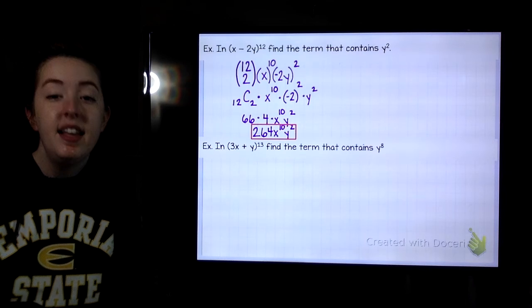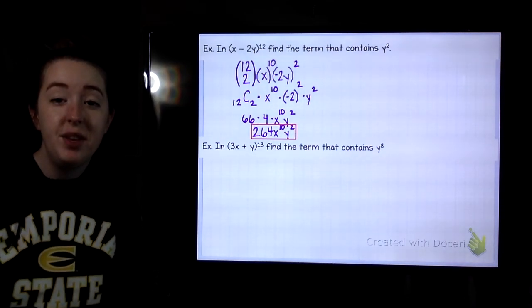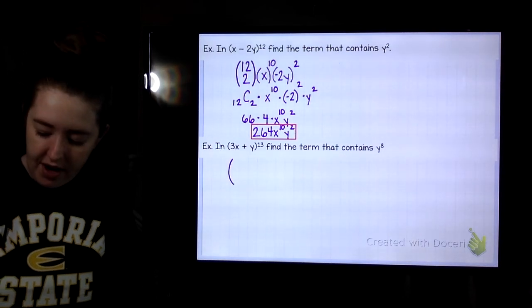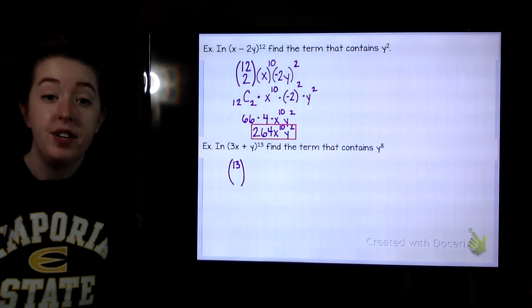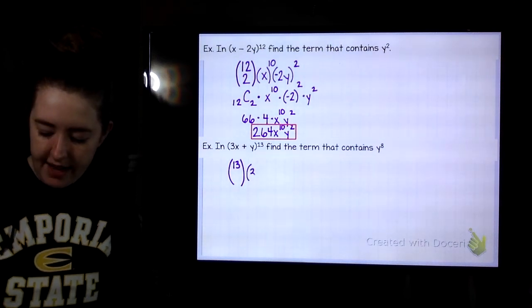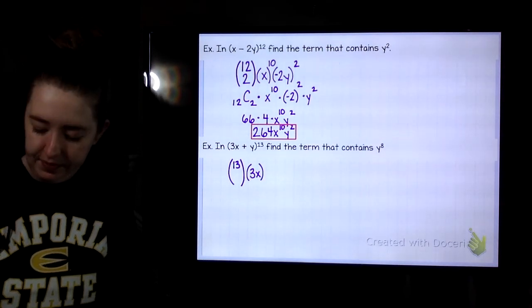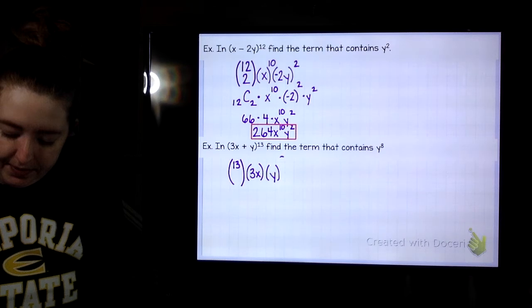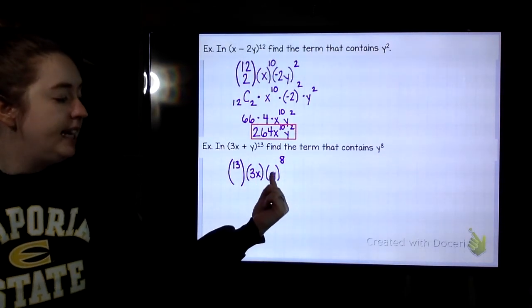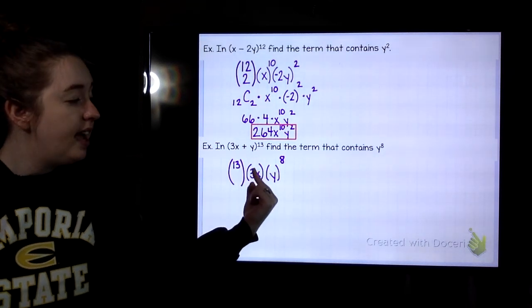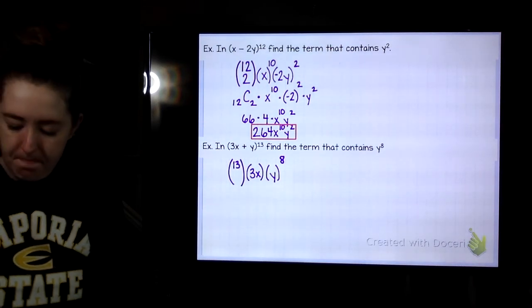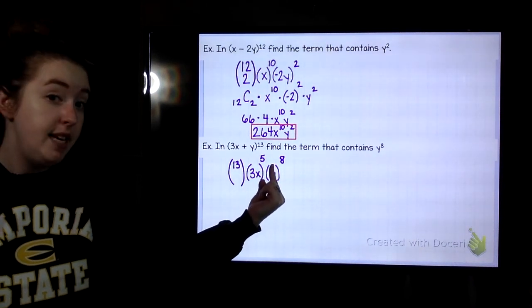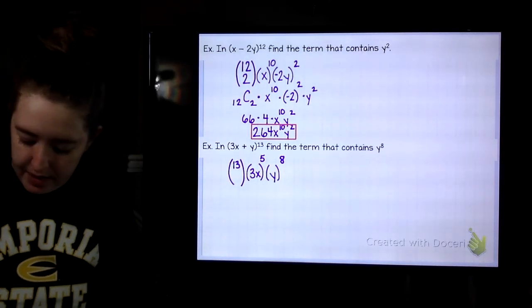Good deal. In 3x plus y to the 13th, find the term that contains y to the 8th. All right, so I know that the top number has to match my power on the binomial, so that'll be a 13. 3x needs to be taken to some power, but I'm not sure what it is yet. And y needs to be taken to some power. My problem says that y needs to be taken to the 8th power. I know that the powers on a and b need to add up to the power on the binomial. So 8 plus what is 13? That'll be 5. I know that the power on the bottom matches the power on b. So if that's 8, that means that down here, this also has to be 8.